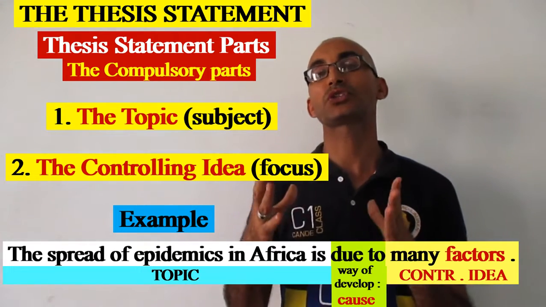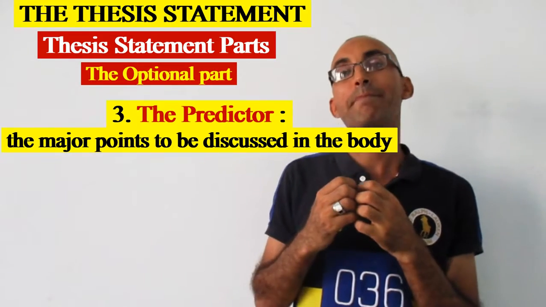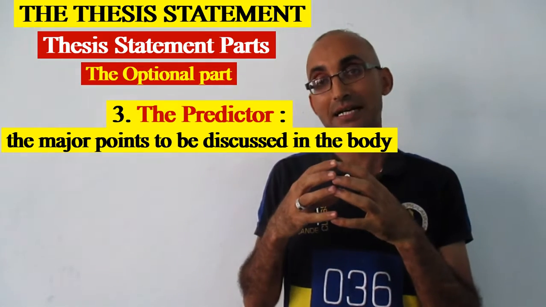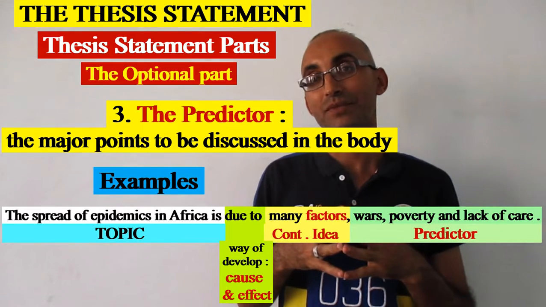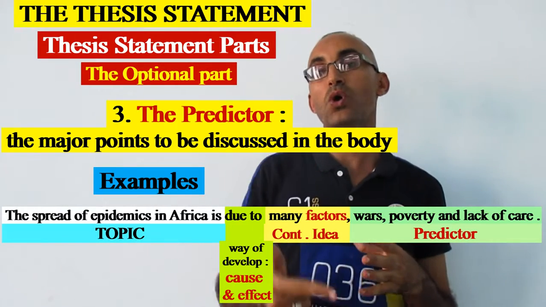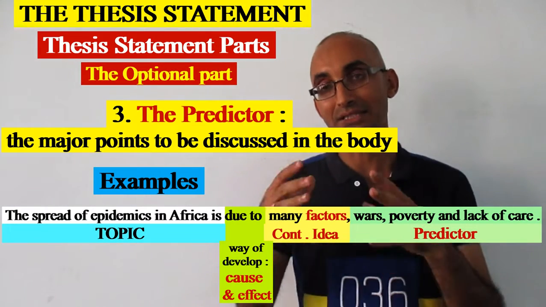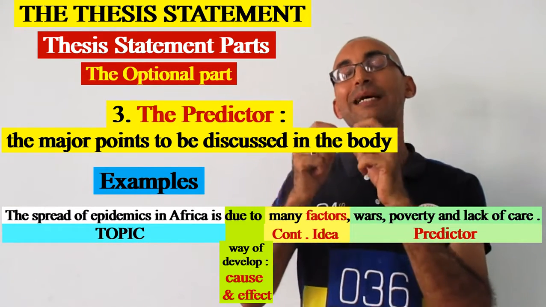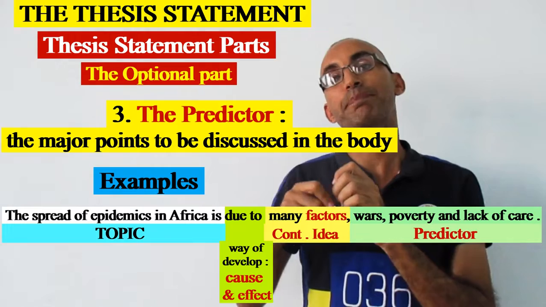You can add here a third part, which is optional, which is called the predictor. The predictor is what? It's the subtopics or major points to be discussed in the body. For example, here you can write: the spread of epidemics in Africa is due to many factors: poverty, wars, and lack of medical care. So as you see here, the predictor comes to predict, to anticipate those subtopics, those major ideas I will discuss in the body paragraphs, one by one.